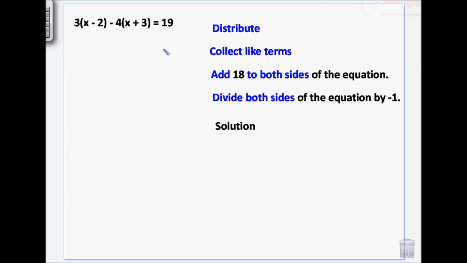I have a multi-step equation with parentheses. The first thing we need to do is distribute. I'm going to do 3 times x, 3 times negative 2, and then negative 4 times x, negative 4 times 3. So I get 3x minus 6 minus 4x minus 12 equals 19. My like terms: I have 3x and negative 4x. If I add those together, I get negative x. And I have negative 6 and negative 12, which add to negative 18. And that equals 19.